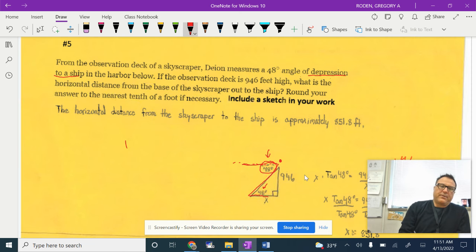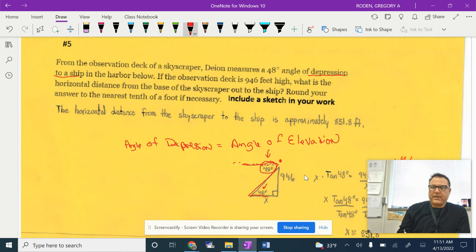So your angle of depression is always equal to your angle of elevation. So you have to rewrite it inside the triangle. A lot of you made a right triangle here and did that. No, you want to put that inside your triangle using this, okay?